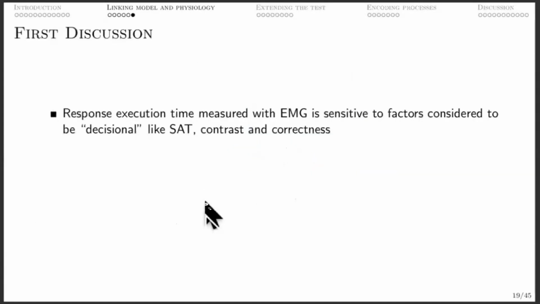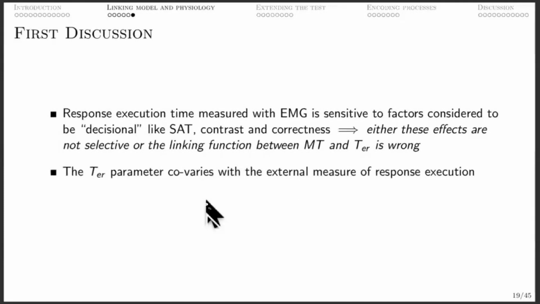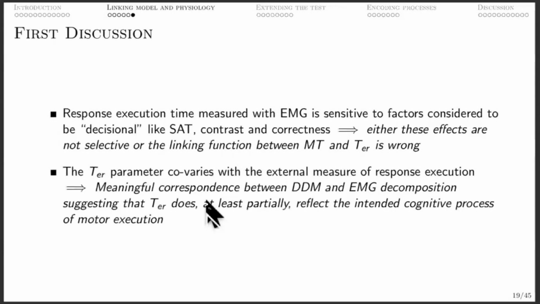So, first discussion: we saw that the response execution time measured with EMG is sensitive to decisional factors such as speed-accuracy trade-off, contrast, and correctness. This implies the following: either these effects are not selective to decisional aspects of the reaction time, or the linking function we provided between motor time and the non-decision time is wrong. So this is the first comment we have to make. And when we look at the non-decision time parameter, the fact that it co-varies with an external measure of the same process of response execution gives a meaningful correspondence between the drift diffusion model and the electromyographical decomposition, suggesting that, as is assumed by the model, non-decision time does indeed reflect the intended time for the motor execution.